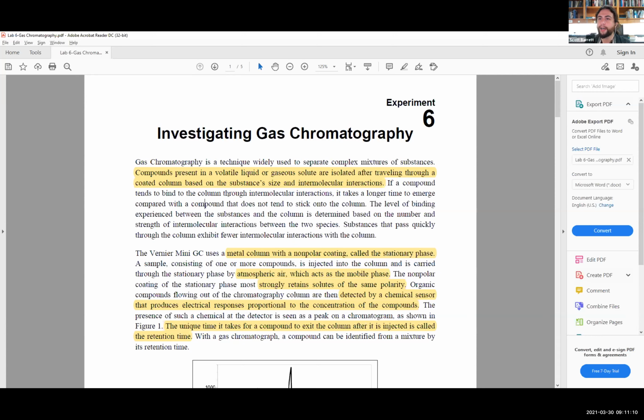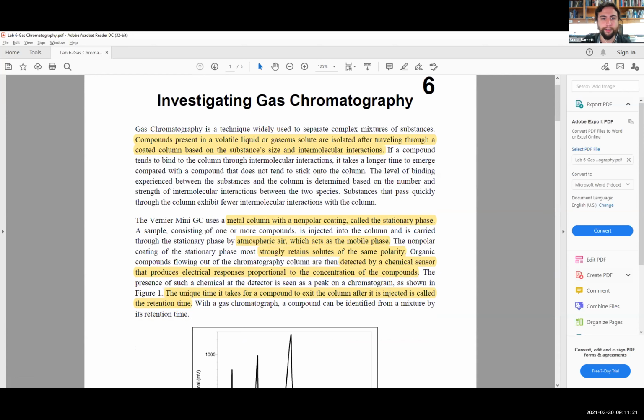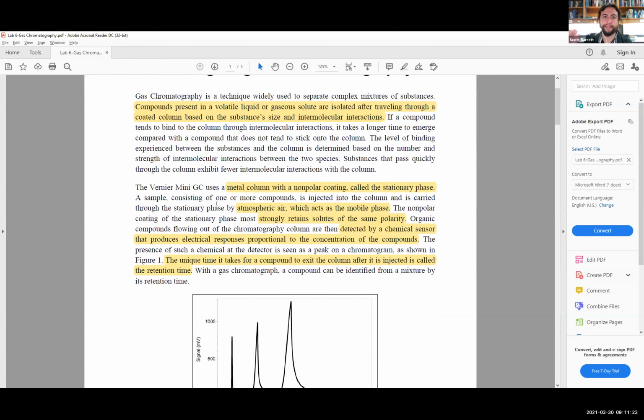So firstly, what exactly is the machine that we would be utilizing to perform gas chromatography? That would be right here, our Vernier Mini GC machine, or GC as it is called in shorthand. It utilizes a metal column, and remember this part: it has a nonpolar coating. So instead of the silica gel as a polar stationary phase, this nonpolar coating will be our stationary phase. In a way, it's like reverse phase chromatography, if we remember from the column chromatography section.